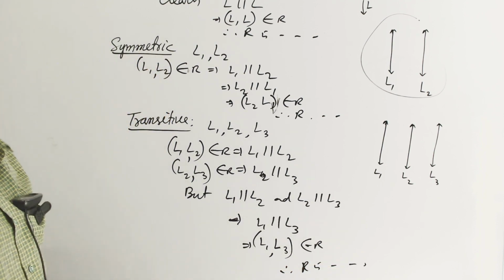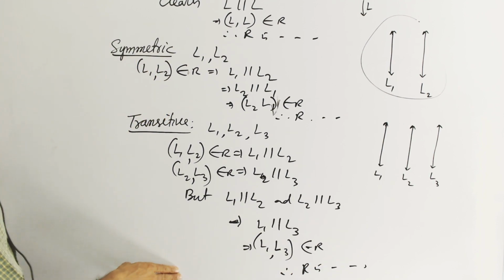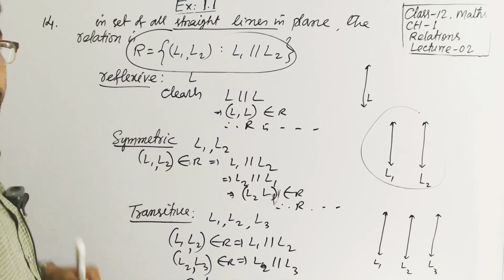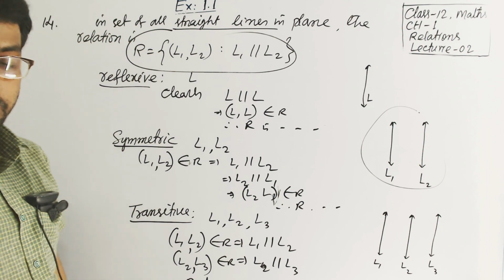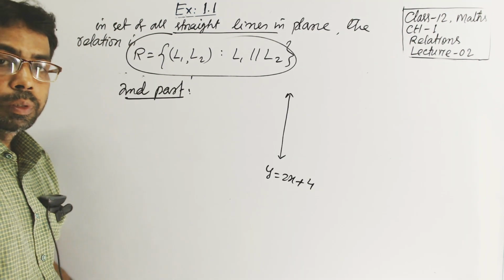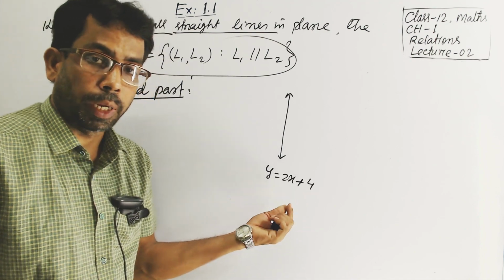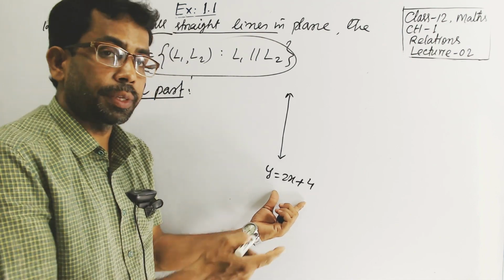Hence the relation R is a transitive relation. And so the relation is satisfying reflexive, symmetric as well as transitive, and hence it is an equivalence relation. And the second part, a straight line is given by this equation y equals 2x plus 4, and you are asked to find what are the lines related to this.